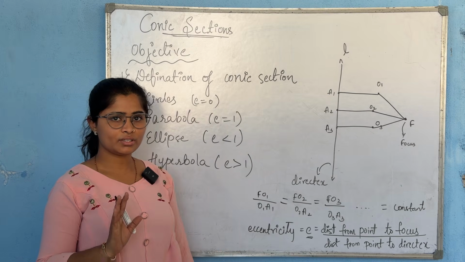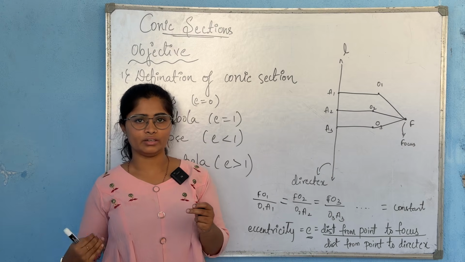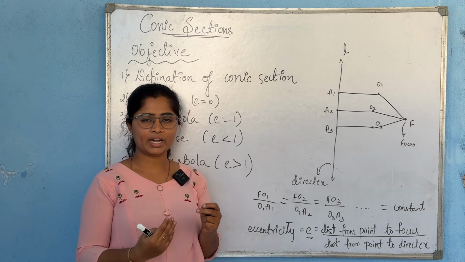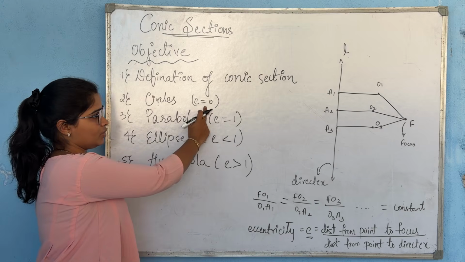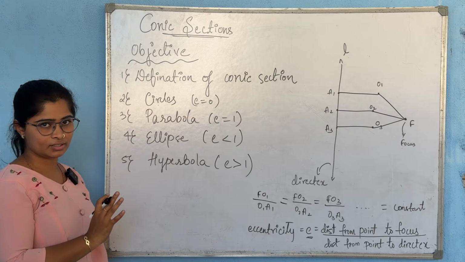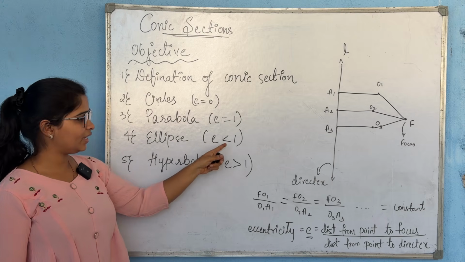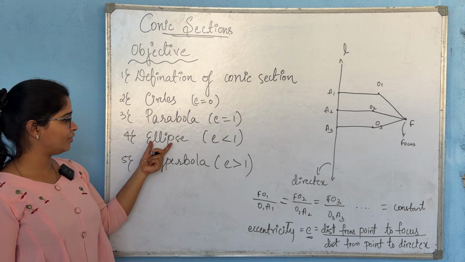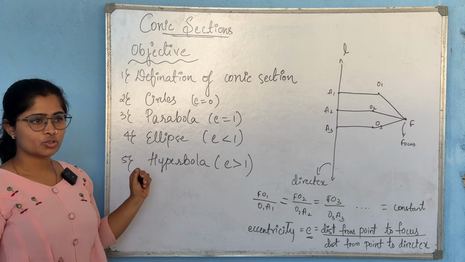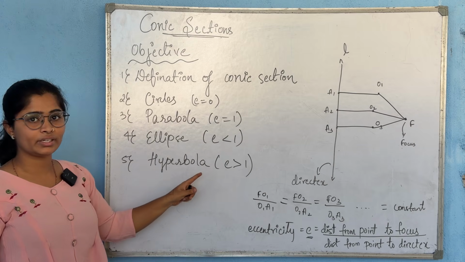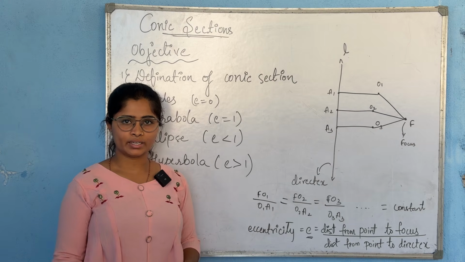Okay. So, now this is the definition of conic section, and this will follow all other definitions for circle, parabola, ellipse and hyperbola. Now, if the eccentricity is equal to 0, then we will get circles, and if the eccentricity is equal to 1, then we will get parabola. If the eccentricity is less than 1, then we will get ellipse, and if eccentricity is greater than 1, then we will get hyperbola. So, this eccentricity, this ratio decides what kind of conic section we will be getting. Let us see in the next video.